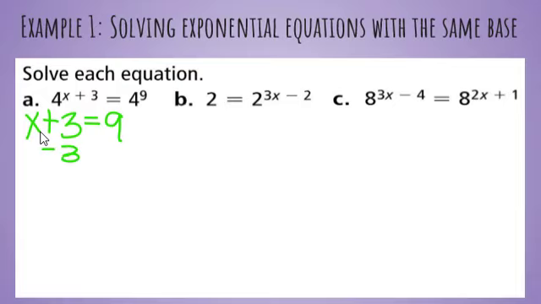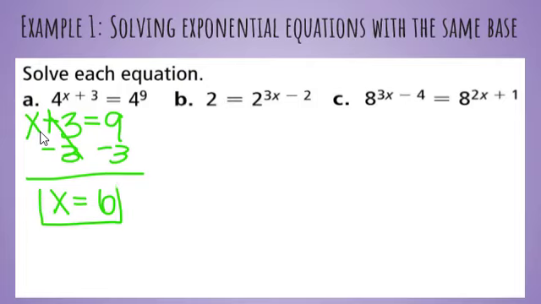So I subtract my 3 from both sides. These cancel, and we have x equals 9 minus 3 is 6. So 6 is our answer here.